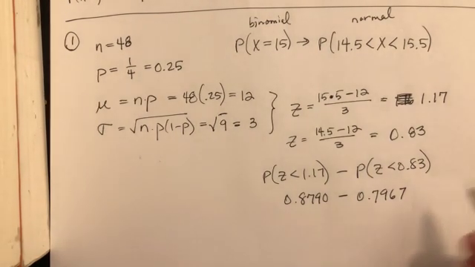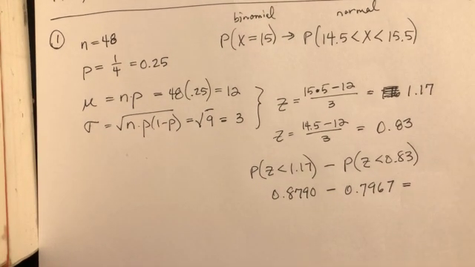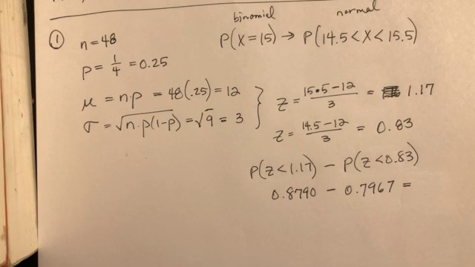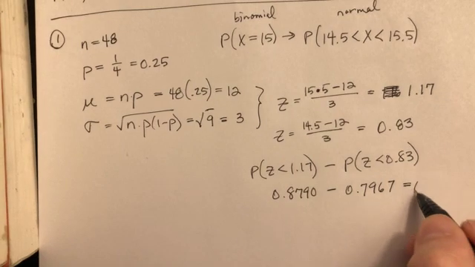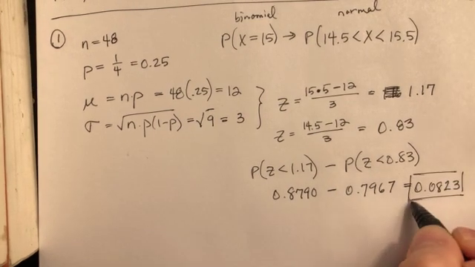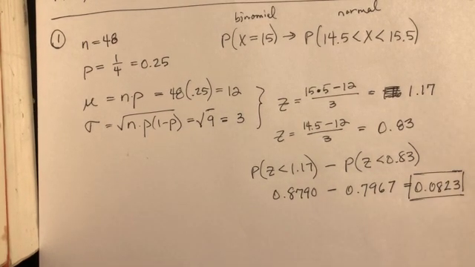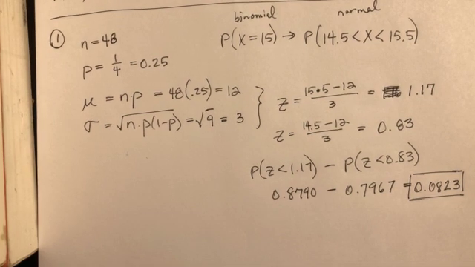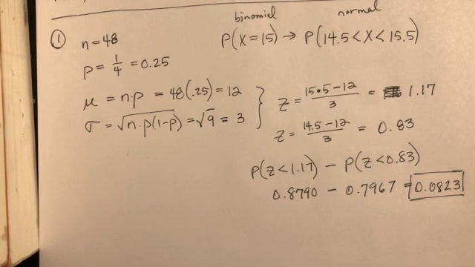0.7967. And we subtract those two. And we get, what do we get? I don't know. You tell me. I got a calculator. Hold on. We got 0.8790 minus 0.7967, and that's 0.0823. That's my favorite number. Maybe. Let's check. Let's go down to the answers. Yep, we got it right. Woo! Okay.